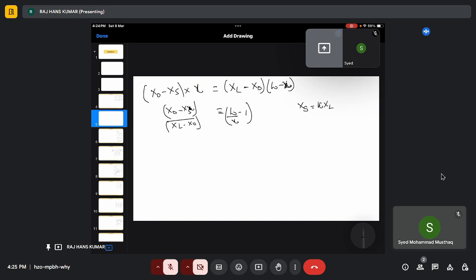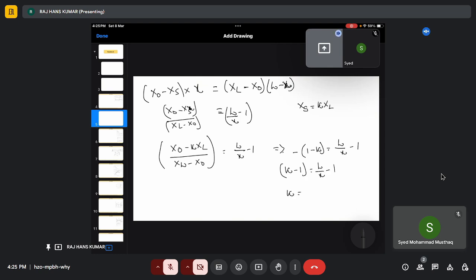If I substitute that there, then x naught minus k XL upon XL minus x naught equals L by x minus 1, and that will be equal to, if I take minus 1 as a common, then this will be 1 minus k equals minus L by x minus 1, or you can take it as k minus 1 equals L by x minus 1. So k will be equal to what? L by x.